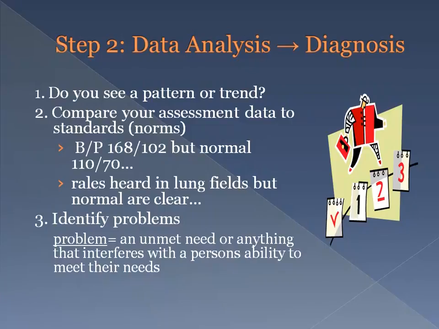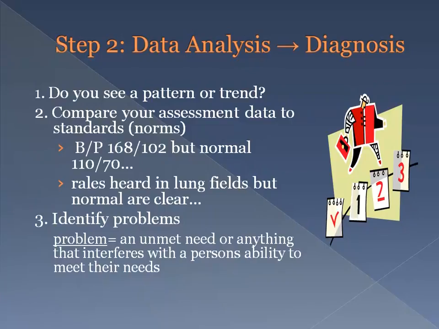We need to compare our assessment data to standards or norms. For example, maybe your patient's blood pressure is 168/102, but we know that's a little high. We want it closer to 110/70. Or maybe when auscultating the lungs, we heard adventitious lung sounds or rales, but we should have clear lung sounds. So what we've done is identified problems.